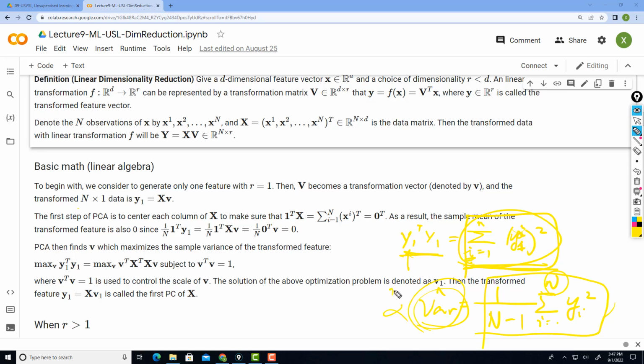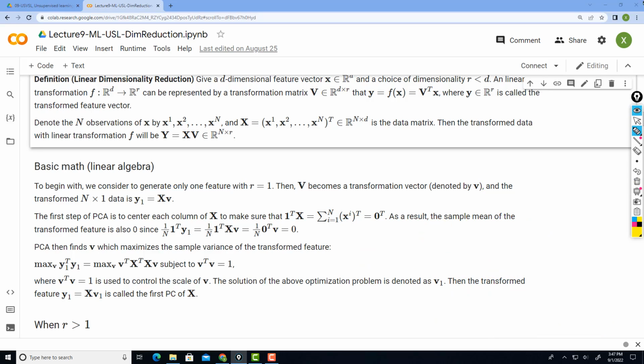So if you want to maximize the variance to get the largest variance along this first principal component direction, you are trying to maximize the inner product of the y1 vector. That's the connection: when we derive principal component analysis based on the variance, we are trying to maximize y transpose y.